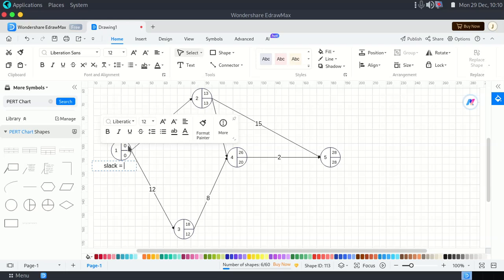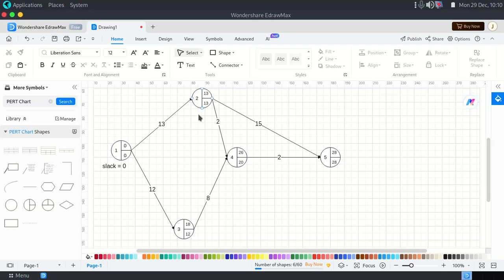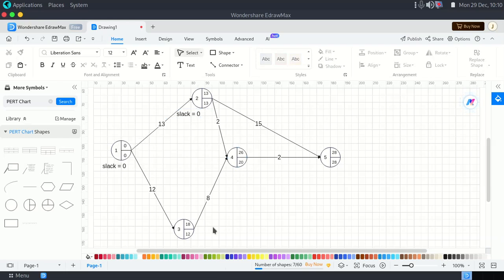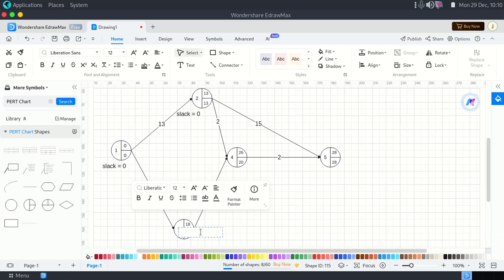So a slack is simply 0 minus 0. We have 0. We go to the next node, which is 2. What's the slack? So 13 minus 13, it's a 0. We go to the next node, which is 3. So what's the slack for this one?